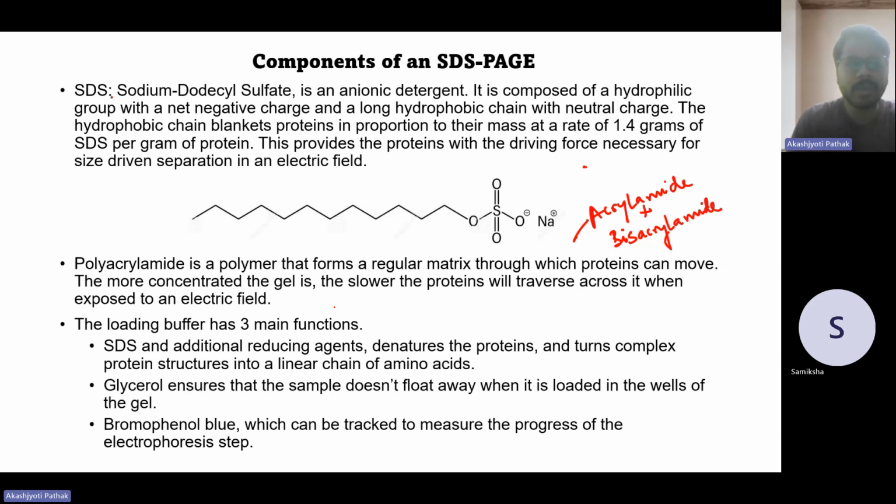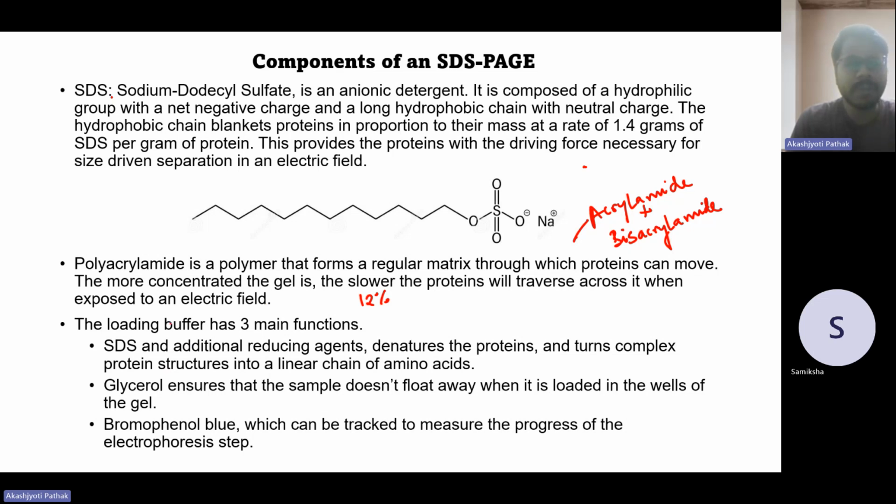So you can prepare different concentrations of SDS-PAGE gels. You can prepare 12%, 15%, 18% SDS gel. Depending on how much acrylamide you add, that will determine the porosity of the gel, whether the pore size of the gel will be small or large. That depends on the percentage of gel that you are preparing.